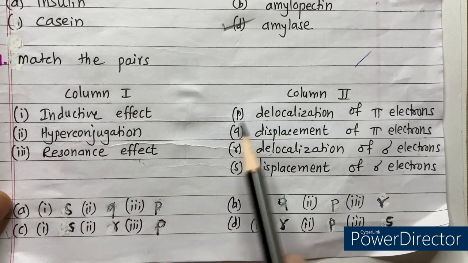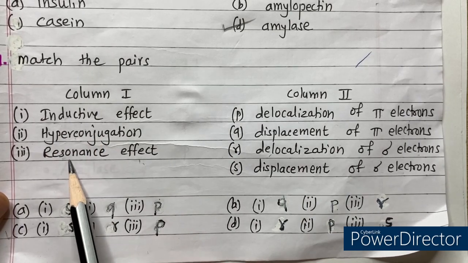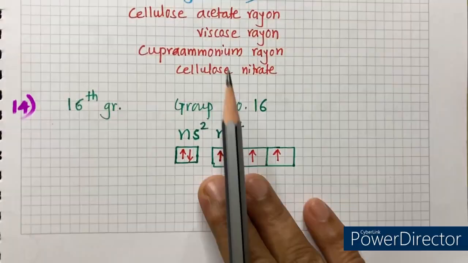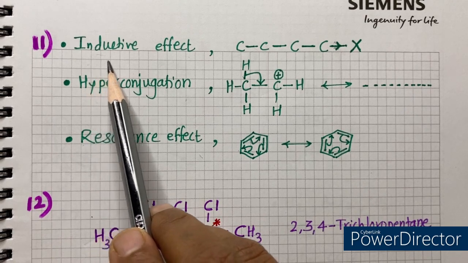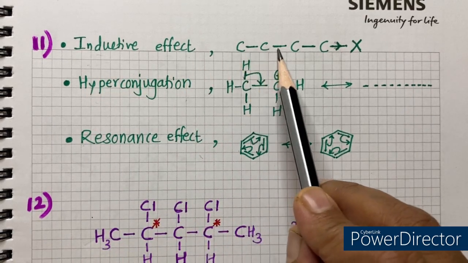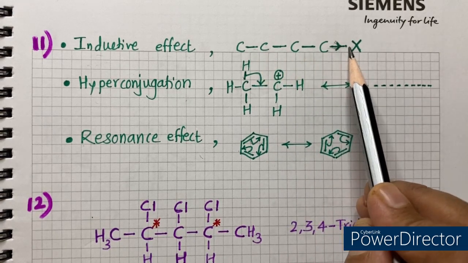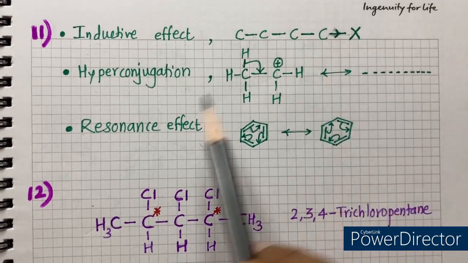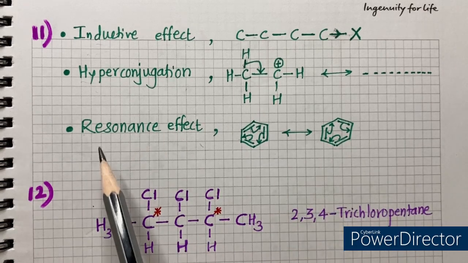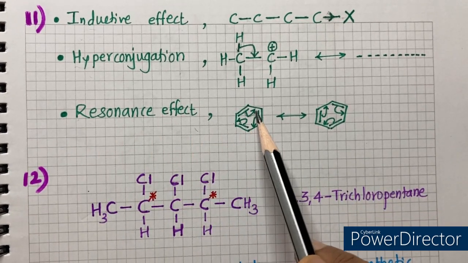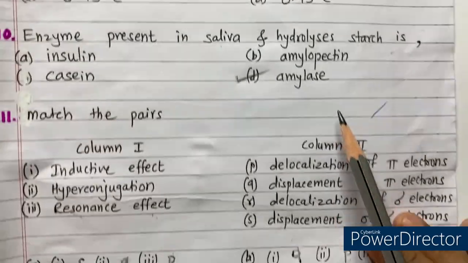Next question. Different effects are given, with this information: inductive effect, hyperconjugation and resonance. Okay, consider this. The inductive effect takes place through sigma bonds. Here only displacement of electrons takes place, not delocalization. In hyperconjugation, there is delocalization of sigma electrons. In the resonance effect, we know that there is delocalization of pi electrons only.